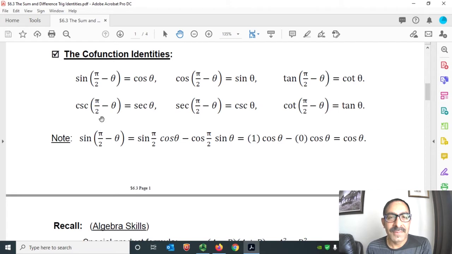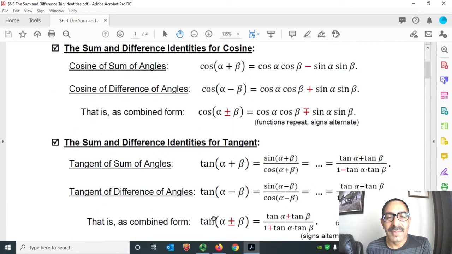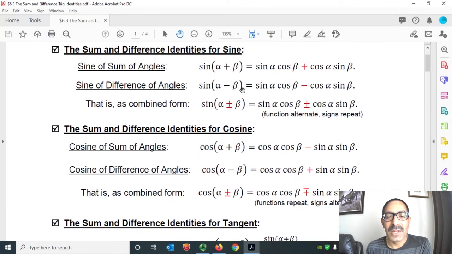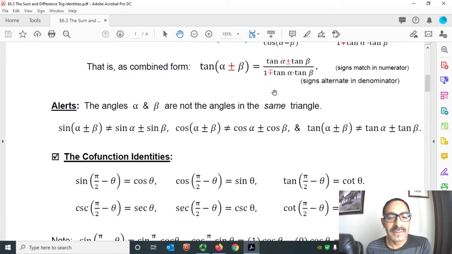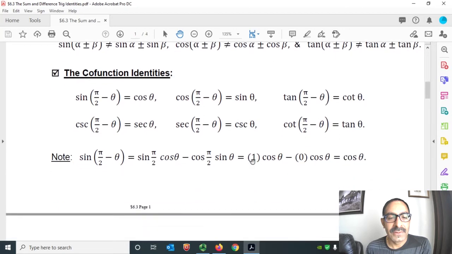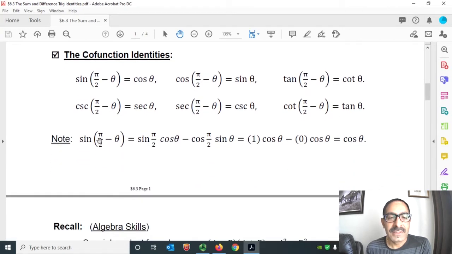So here, sine of pi half minus theta, let's apply the sine of angle alpha minus beta formula. By this formula, the middle one, sine alpha minus beta turns out to be sine alpha cosine beta minus cosine alpha sine beta. Now in the example below, we have alpha is pi half, beta is theta. So here, this is alpha, this is beta.